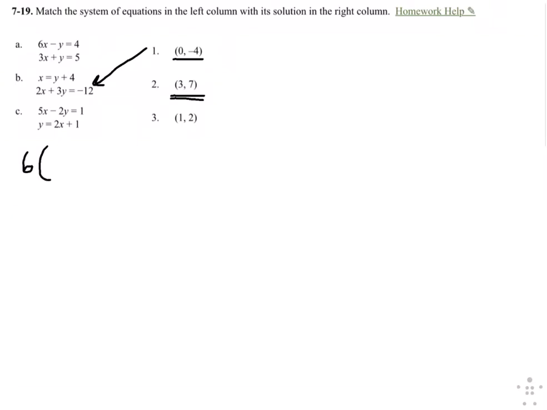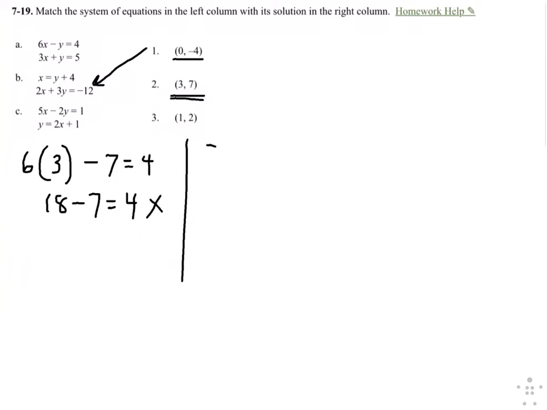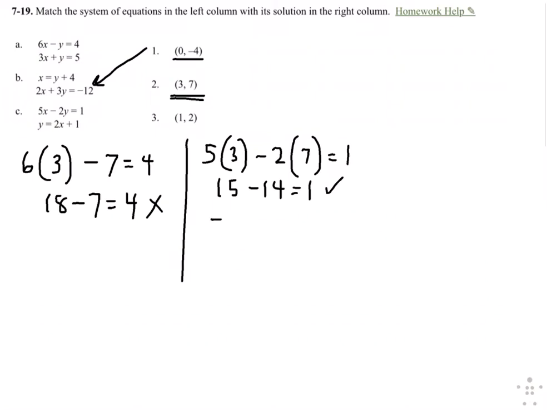So 6 times 3 minus y, which is 7, equals 4. 18 minus 7 equals 4. No, it clearly does not. So then (3, 7) must work in C. So I'm going to try it in the first equation. 5 times 3 minus 2 times 7 equals 1. 15 minus 14 equals 1. Yes. Now let's try it in the second equation because it has to satisfy both. So y, 7, equals 2 times x, which is 3, plus 1. 7 equals 6 plus 1. Yes, it does. So then this one clearly maps to C.